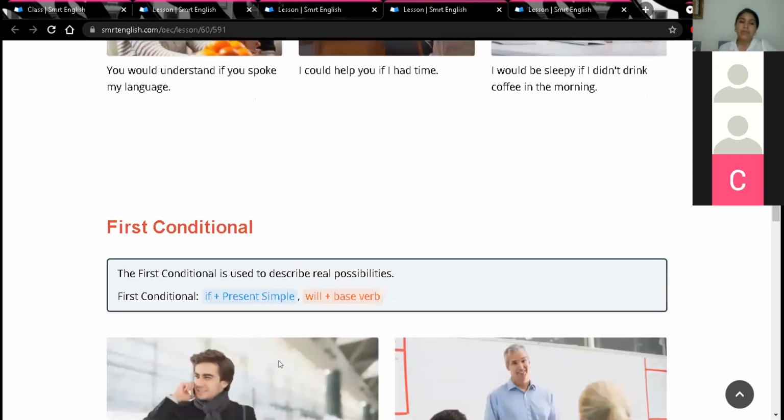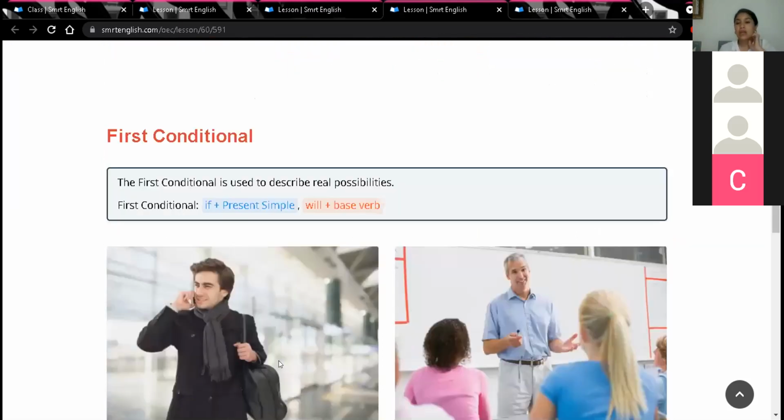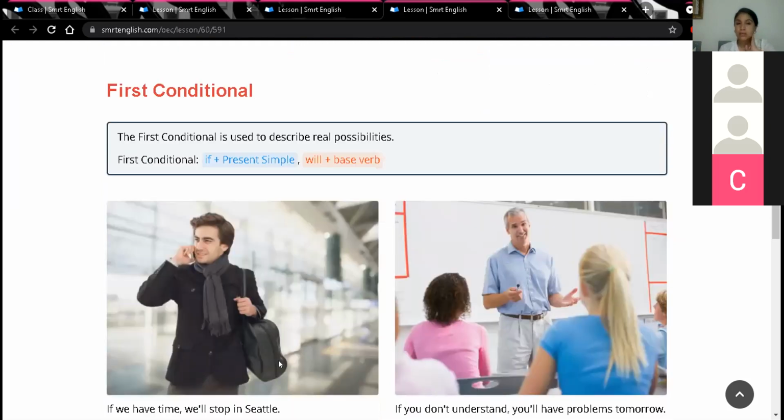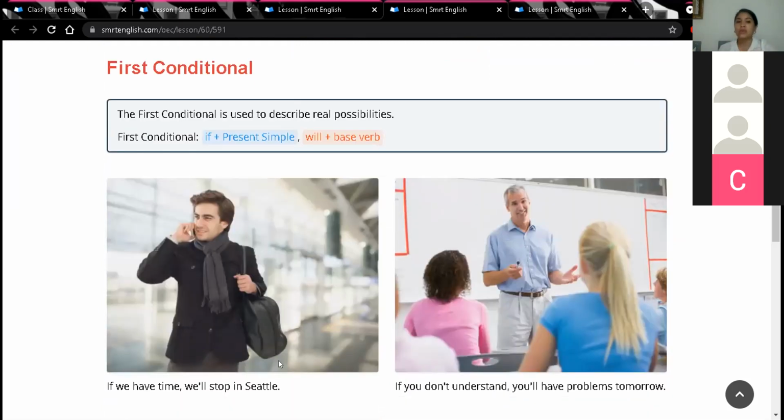First conditional. The first conditional is used to describe real possibilities. What does it mean? That this is going to happen. I mean, this is true. For example, if we have time, we'll stop in Seattle. They're talking about a possibility, and this possibility can happen. I mean, it's real. They're saying that if they have time, they will make that stop. That is gonna happen if they have time. Then we have another example. If you don't understand, you'll have problems tomorrow.